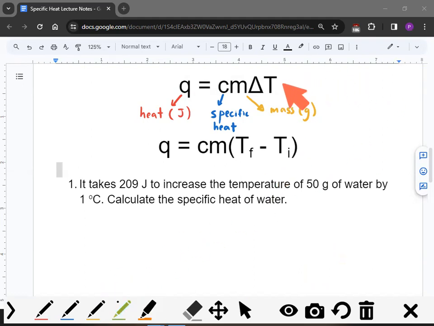All right, and then we have our last variable. The last variable is going to be a triangle and the T. This is delta, it's Greek alphabet. But delta T tells us the change in temperature. Okay, so basically, how much is the temperature changing? Is it going up by 10 degrees? Is it going down by 5 degrees? Okay. The change in temperature of an object, that is represented by delta T.